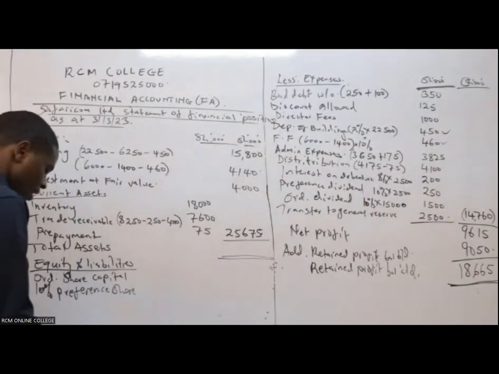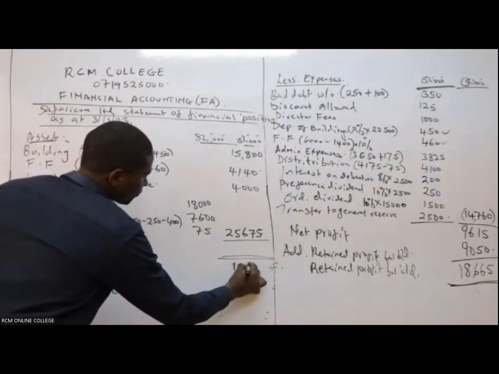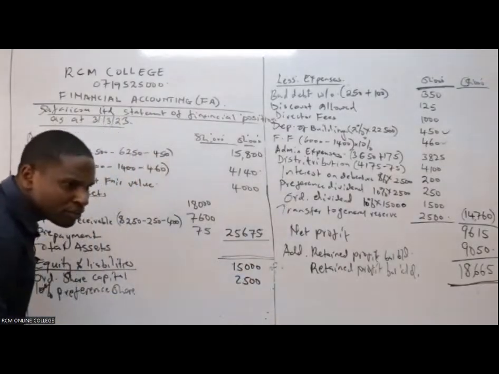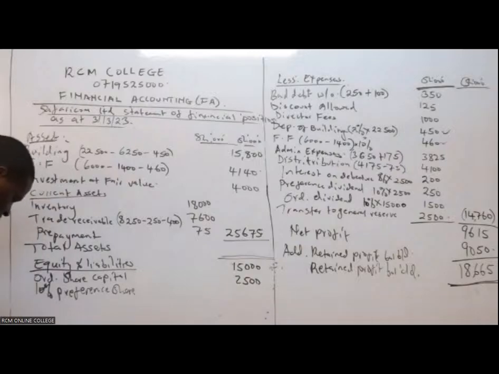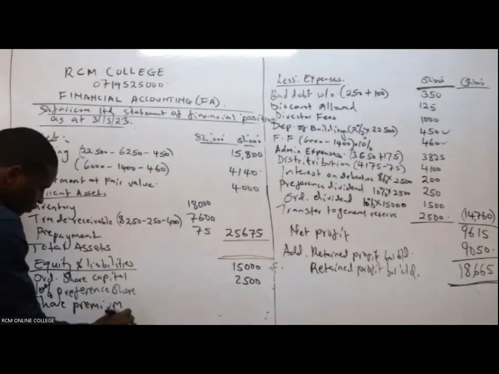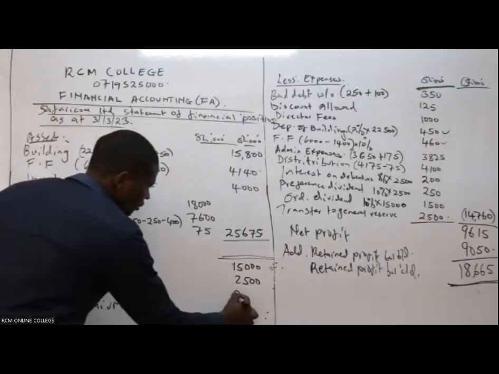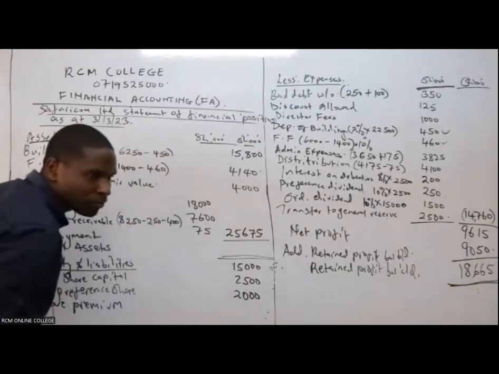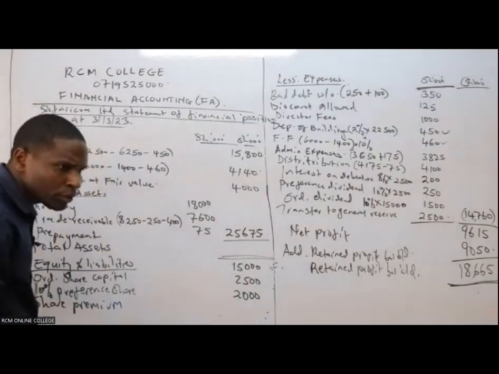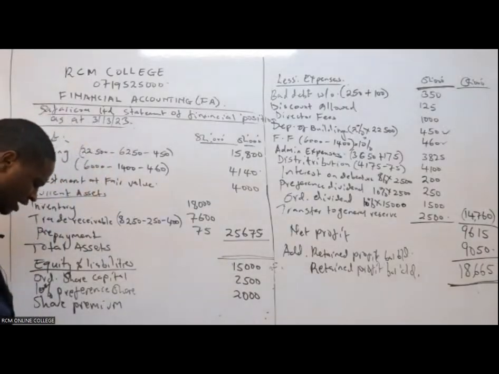The preference share we were given here is 15,500. Now let's finish the share premium we were given. Share premium was 2,000. For the interest of time, 2,000. It was just above there. Share premium. Then we had retained earnings.